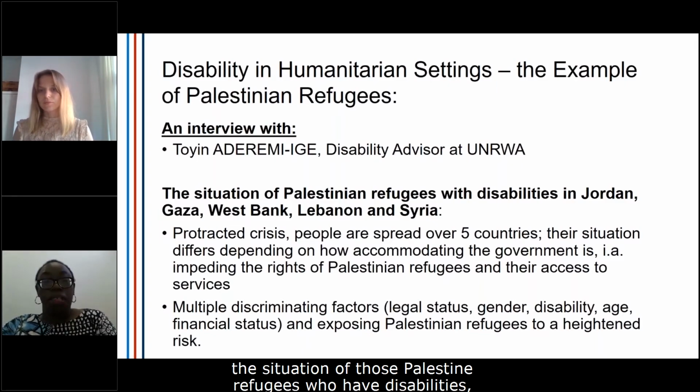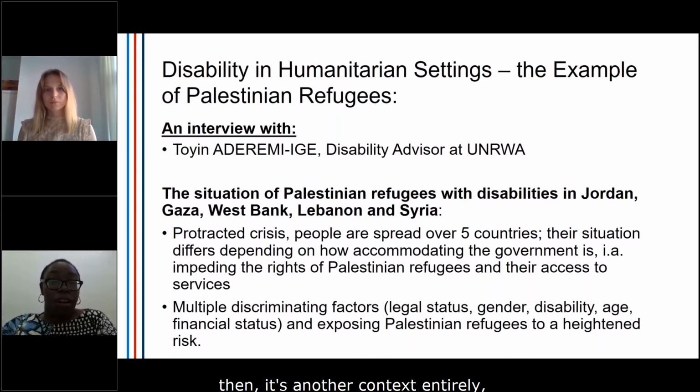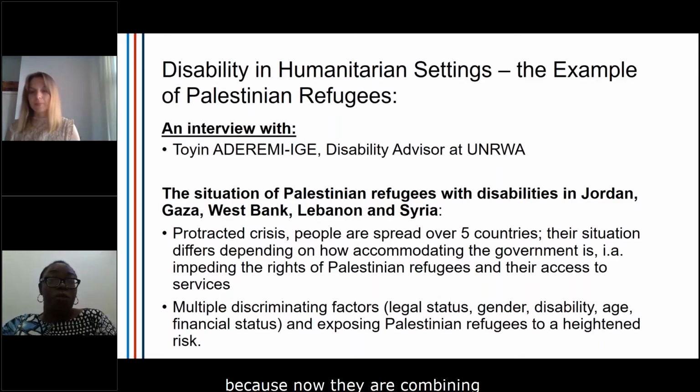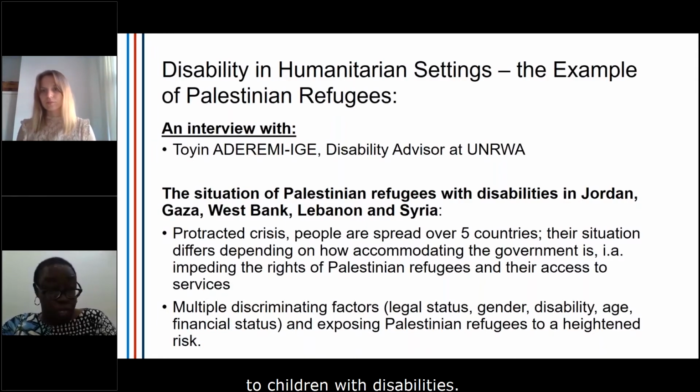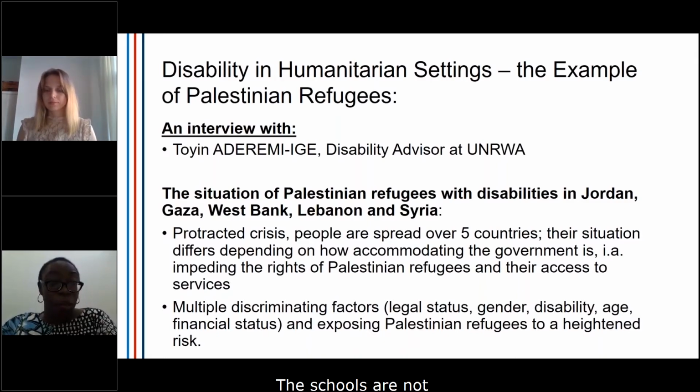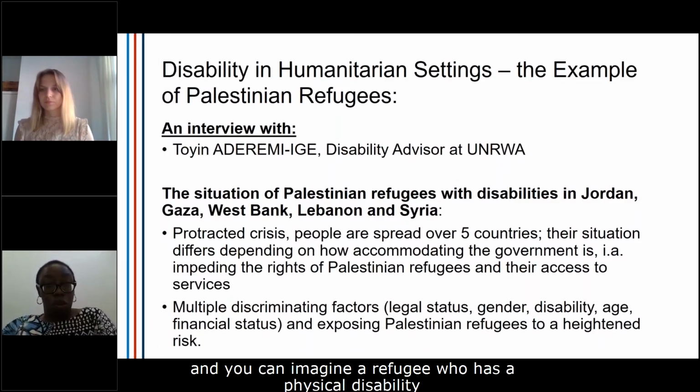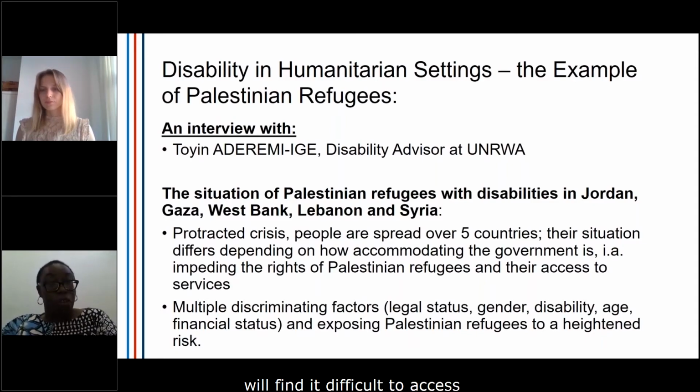And then when we want to look at the situation of those Palestine refugees who have disabilities, then it's another context entirely, because now they are combining their status as refugees with disability, which is another disadvantage on its own. This makes it even more difficult for them to access these basic services. For example, in many of the countries, you'll find out that education is not accessible to children with disabilities. The provisions are not made for them. The schools are not physically accessible. The education instructions are not being delivered in accessible formats to these children. And when you go to the hospitals, you find out that even the hospitals are not physically accessible. And you can imagine a refugee who has a physical disability, cannot walk, will find it difficult to access health facilities in such settings.